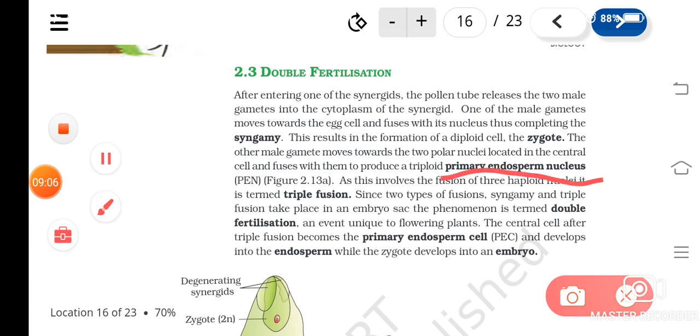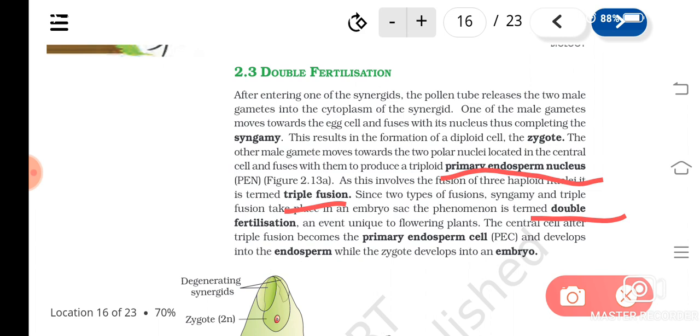And as there are three haploid cells, what are the three haploid cells? Two polar nuclei, and then what? The male gamete, isn't it? These are involved in the formation of the primary endosperm nucleus. It is known as triple fusion. Two types of fusion are happening, that is syngamy and triple fusion. Those two are taking place in the embryo sac, and because of that, it is known as double fertilization.